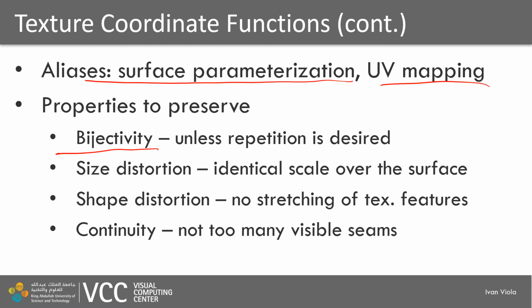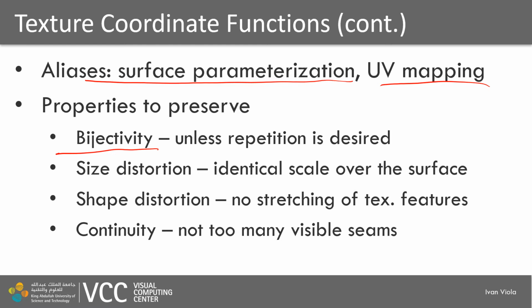Another property, for example, is size distortion. You do not want to change the size of the mapped texture within your scene. Imagine that you have these bricks, and you would like the brick sizes to be approximately the same when mapped on a particular geometry. The mapping should not change so that on one end of the wall the bricks are half the size of those on the other end. That would be a bad texture coordinate function which results in such an artifact.